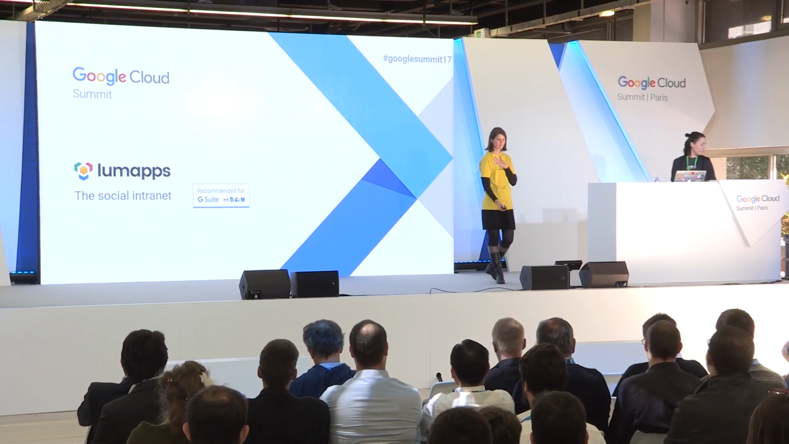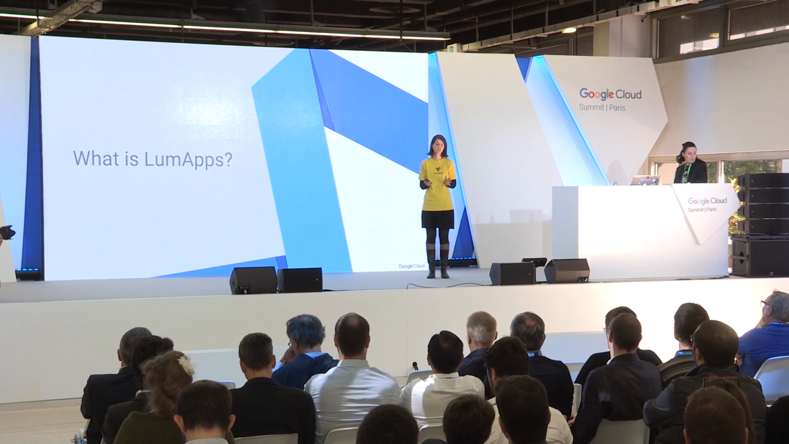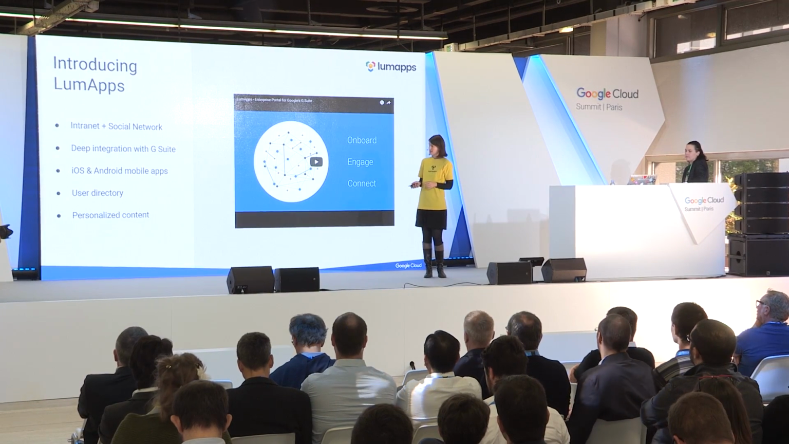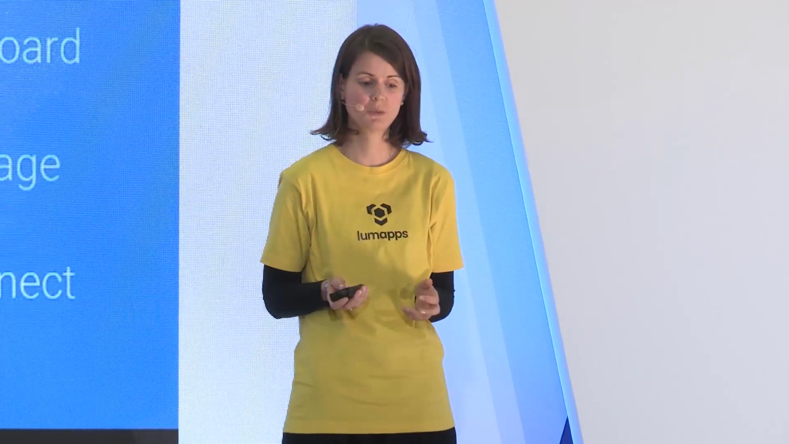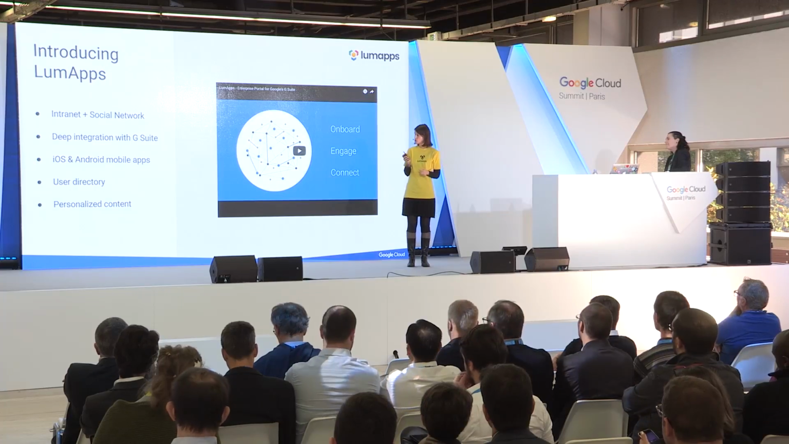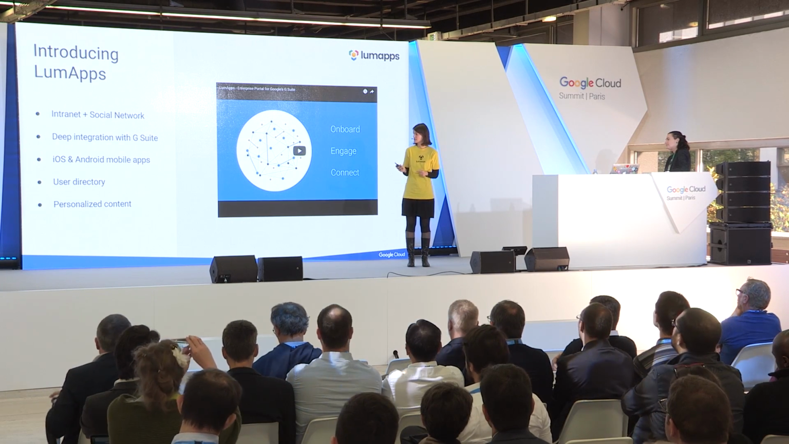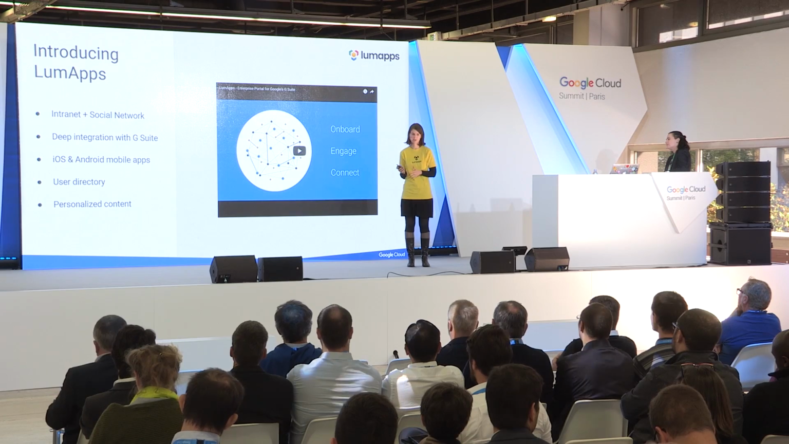Thank you, Lee. So I'm Laura. I'm Marketing Operations Manager at LumApps, and I'm very excited to be here. First of all, what is LumApps? LumApps, in a nutshell, is a social intranet recommended by Google. It's a combination of an intranet and a social network. We fully integrate with G Suite, and you can use LumApps on any mobile device. We have 2 core features that are pretty cool. We have a user directory, and we have personalized content, meaning that the user gets the right content at the right time, delivered to the right person.